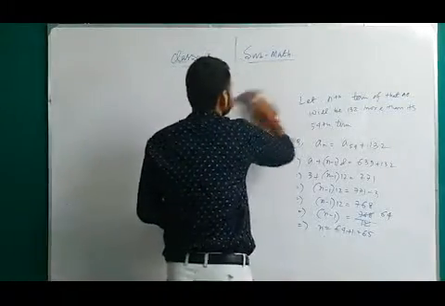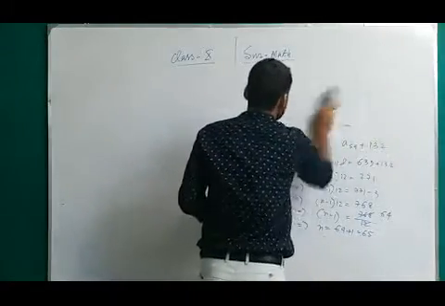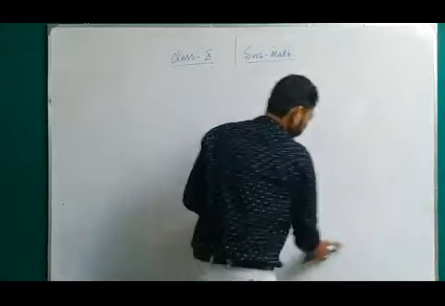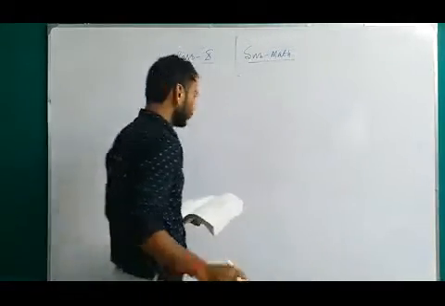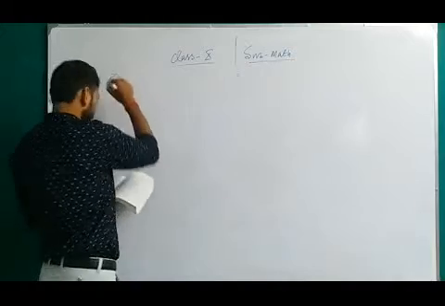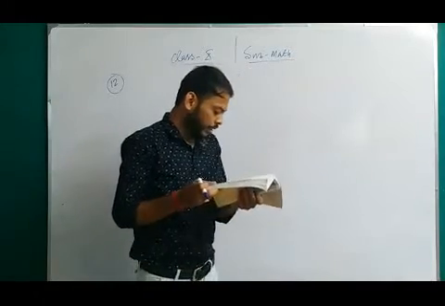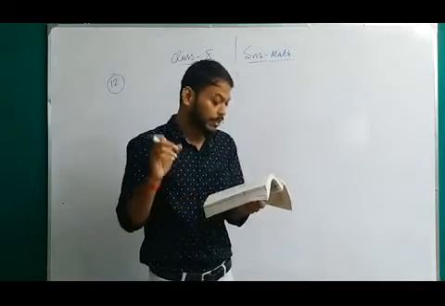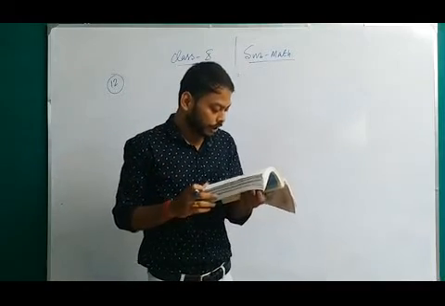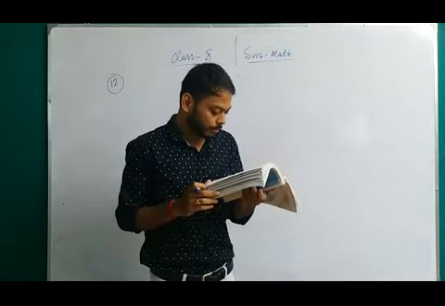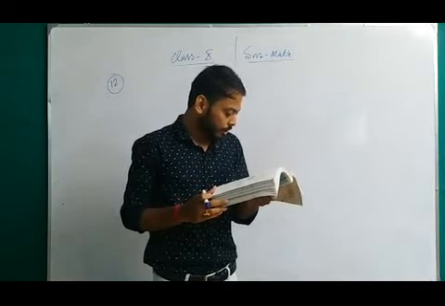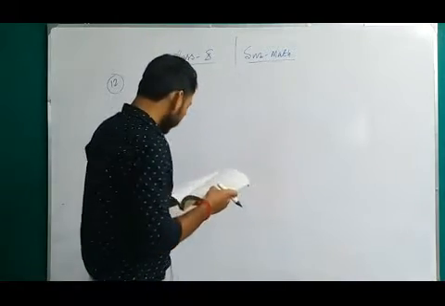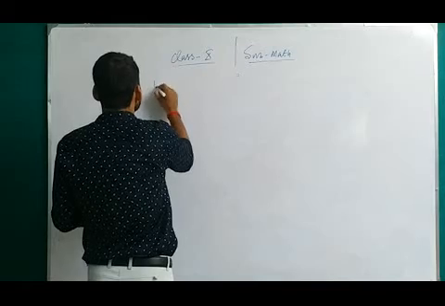Go through the problem. Go through question number 12. Two APs have the same common difference. That means d will be the same for both the APs. The difference between their 100th term is 100. What is the difference between their 1000th terms?